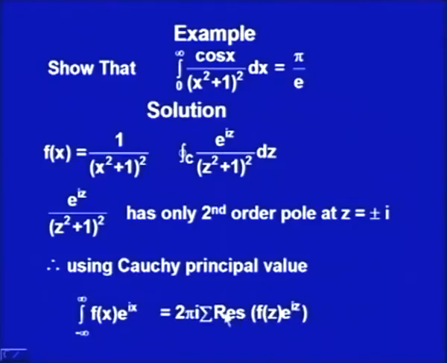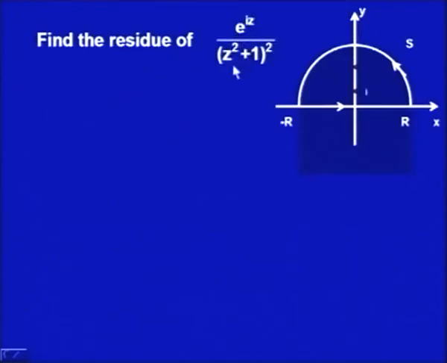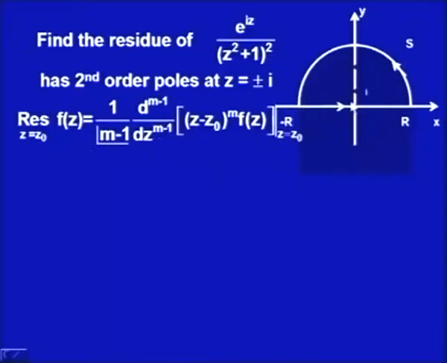Now, the work that remains is to find the residue of this function at all the poles in the upper half plane. So, let us come to that part. We have to find the residue of this function e to the power i z upon z square plus 1 whole square. Just now we had seen that this function has only 2 poles of the second order, one at plus i, another at minus i. So, on the upper half plane we would have only one pole, and this is of order 2.